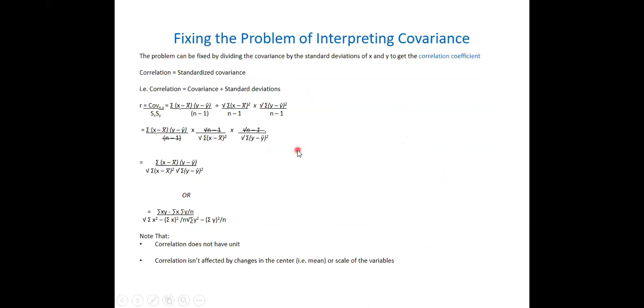So how do you fix the problem? That's where the thinkers came in. The problem can be fixed by dividing the covariance by the standard deviations of X and Y to get the correlation coefficient. If you remember, you'll have been following our lecture when we talked about how we standardize.